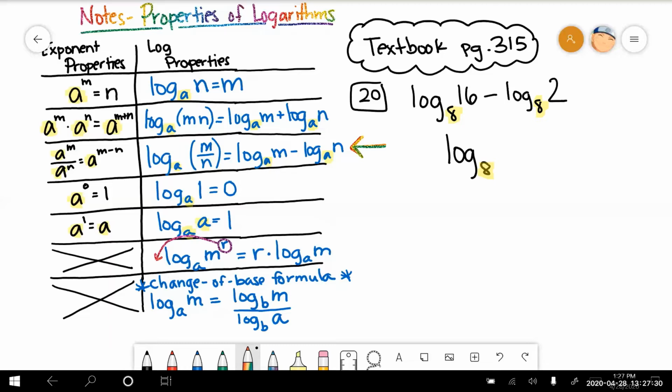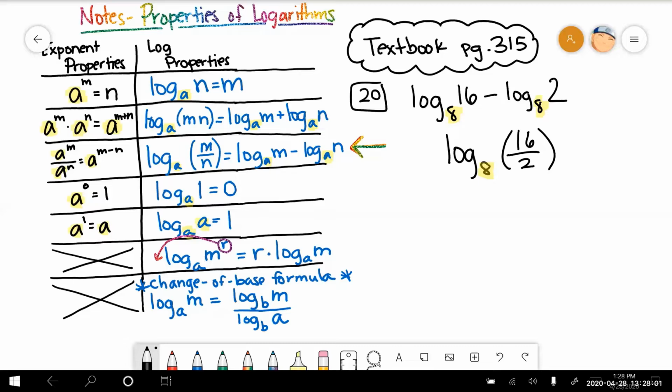So instead of having 16 minus 2, I'm going to go ahead and set 16 divided by 2. And again, I just took the parts from the log properties. In this case, 16 represents m in the property, 2 represents n in the property, and my property simplifies itself by setting m over n. And so I did the same thing here.